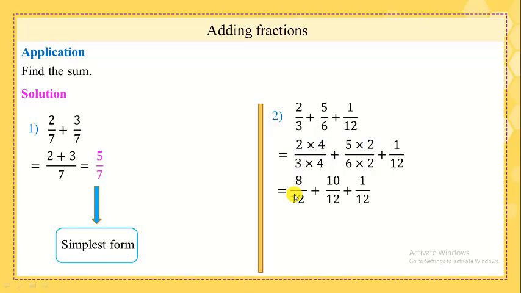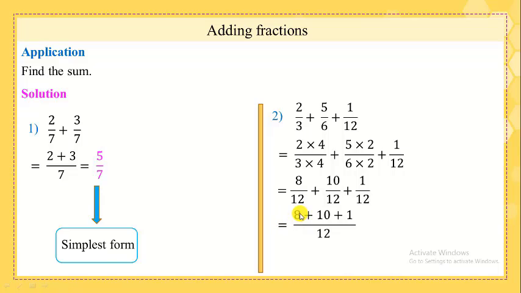Hence, 2 times 4 is equal to 8. 5 times 2 is equal to 10. And keep 1 as it is. Now, the three fractions share the same denominator. Now, we can add the numerators.